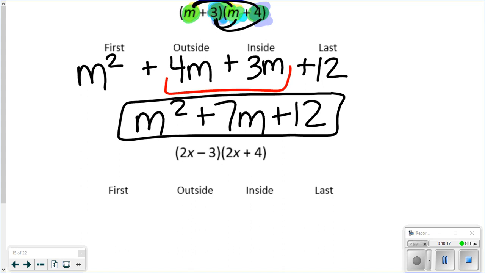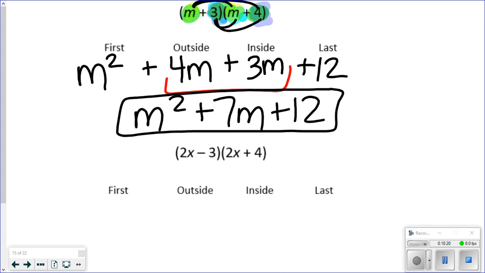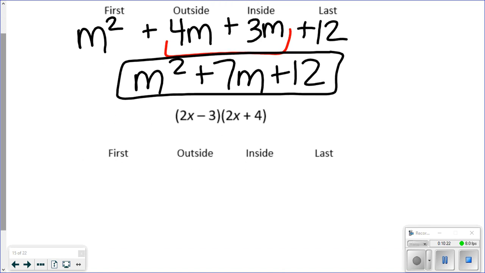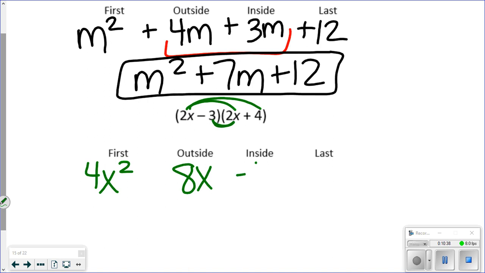So let's take a look at the next one. First, outside, inside, last. First terms, 2x times 2x, 4x squared. Distribute the 2x to the 4. Multiply my outside terms. Then I need to distribute the negative 3, or multiply my inside terms. Distribute the negative 3 to the 4. Those are my last two terms, and we get negative 12.